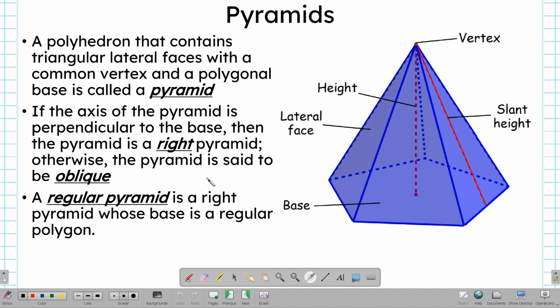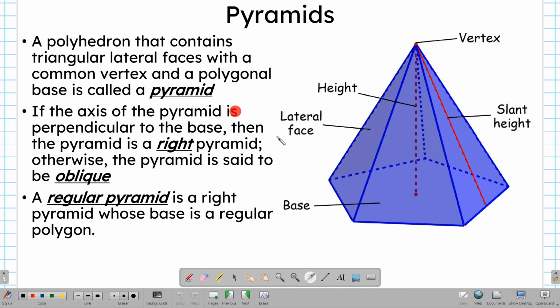This time, let's talk about another type of polyhedron, which are pyramids. A polyhedron that contains triangular lateral faces with a common vertex and a polygonal base is called a pyramid. As we can see here, the base is a polygon, and the lateral faces are all triangles which meet at a common point called the vertex. The polyhedron is called a pyramid.